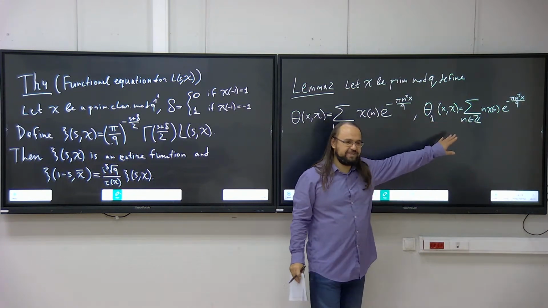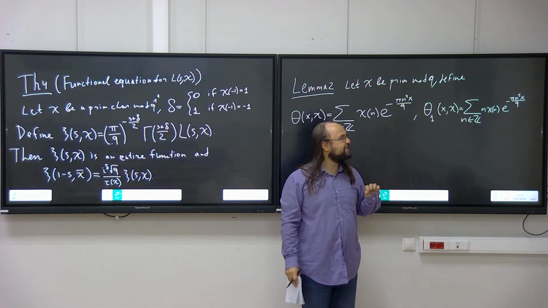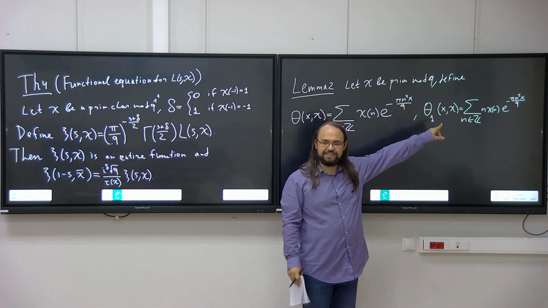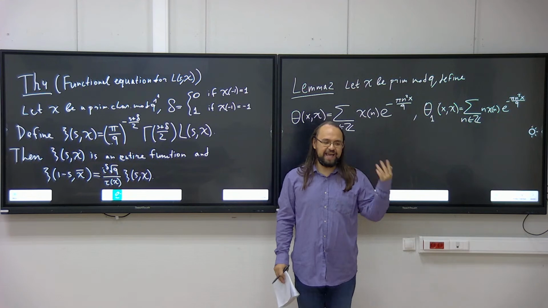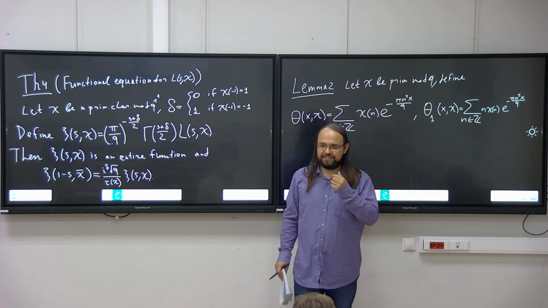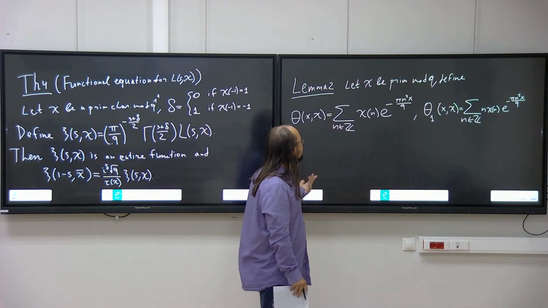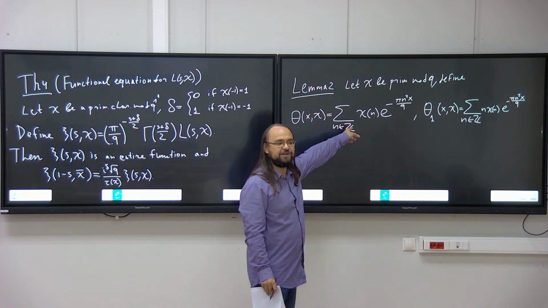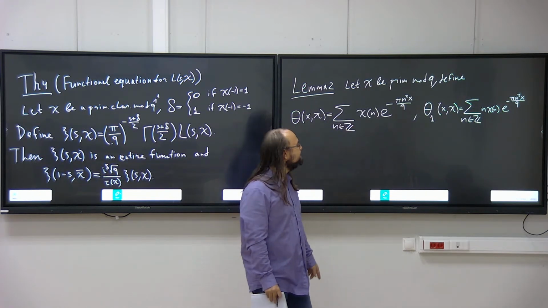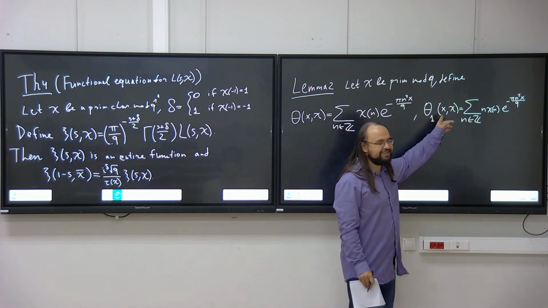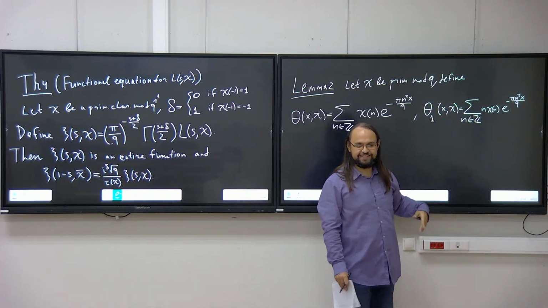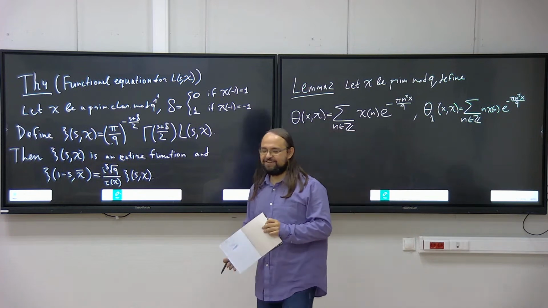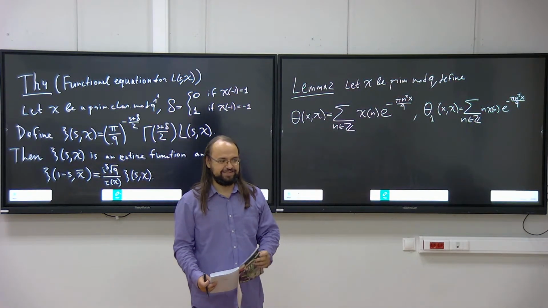This is a little bit different. Here you still get q in the exponent, but you also get n chi of n. Of course, if your chi is odd, then the first sum is 0. And if chi is even, then this sum is 0, due to the fact that your exponent is even.